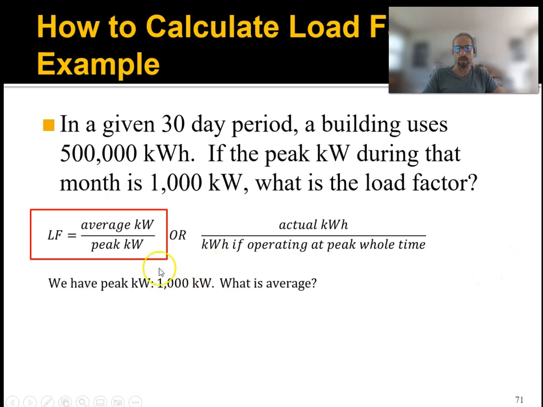Okay, so we know the peak, right? So we need to know average and we need to know peak. We know peak demand, it's 1,000. It's given to us, okay? Easy peasy. But now we need to figure out the average.